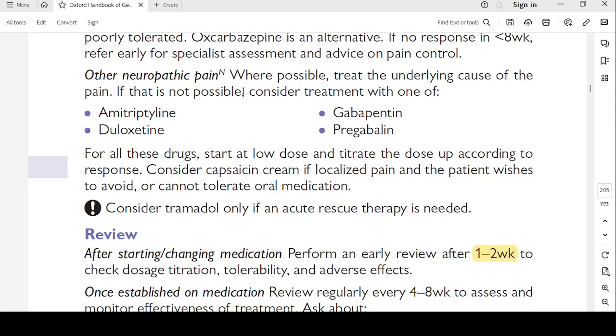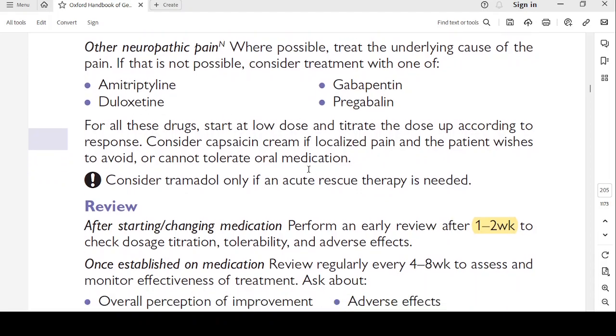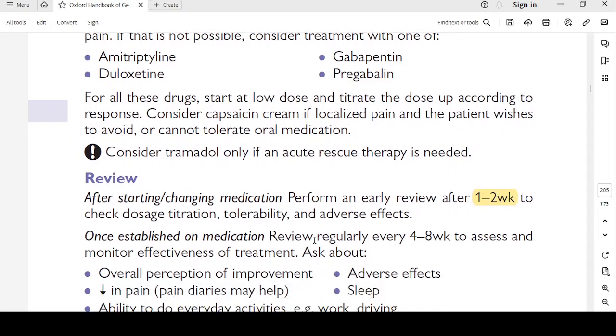So other neuropathic pain, where possible, treat the underlying cause of the pain. If that is not possible, consider treatment with amitriptyline, gabapentin, duloxetine, pregabalin. For all these drugs, start at a low dose and titrate the dose up according to the response. Consider capsaicin cream if localized pain and the patient wishes to avoid or cannot tolerate oral medication. Consider tramadol if only acute rescue therapy is needed.